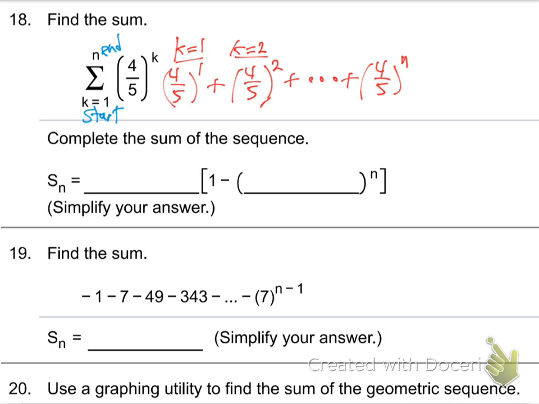So you want to add those up. So write down the S sub n formula. S sub n equals a1 times 1 minus r to the n over 1 minus r. So plug in a1. What's a1? 4/5. Yes, the first term. a1 is the first term, 4/5. And then figure out what r is. Remember how we can always find r?